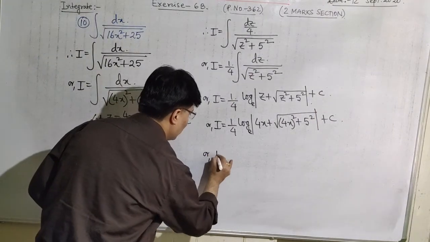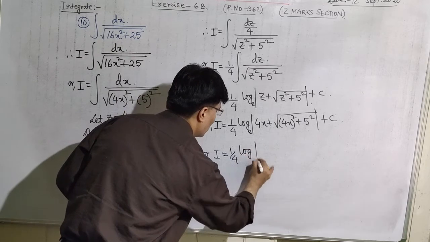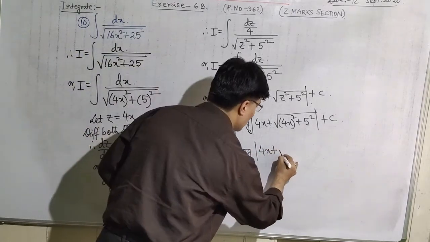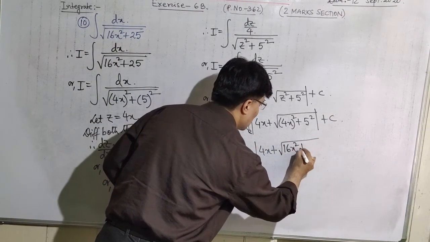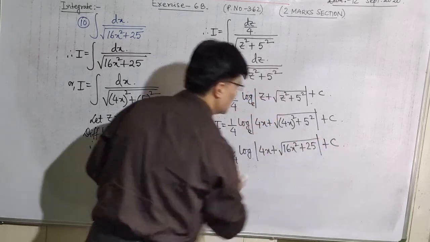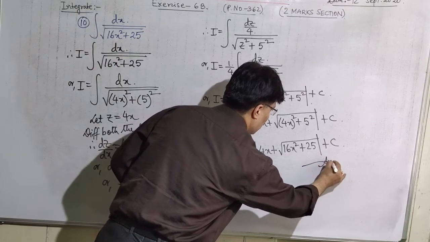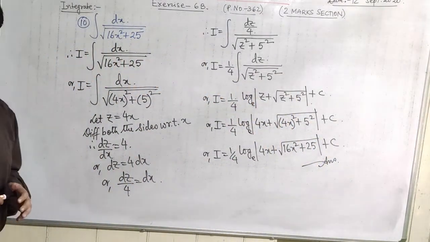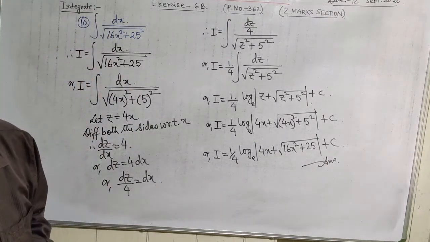So let us simplify it further. I is equal to 1/4 log within mod 4x plus, within square root, 4x square is 16x square, plus 5 square is 25, mod sign closed. The base is e and this is plus c. So this is the final answer. So I think you have understood it. So you can copy it. Now we'll do the next question.